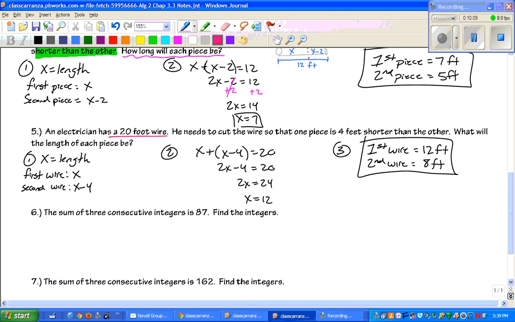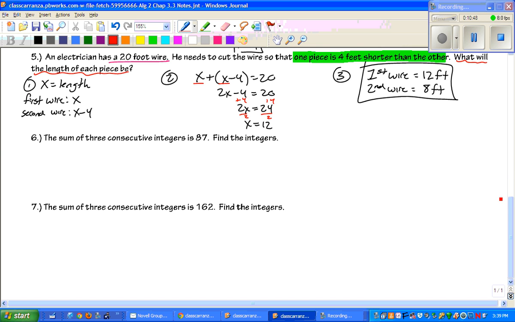Okay, so if you look at this, the total was 20 feet. He needs to cut the wires so that one piece is 4 feet shorter than the other. And the question, what will the length of each piece be? So the variable was x, the first wire was x, and the second wire was x minus 4. Setting up the equation is x plus x minus 4 equals 20. Combine your like terms, add the 4, and divide by 2. Alrighty.